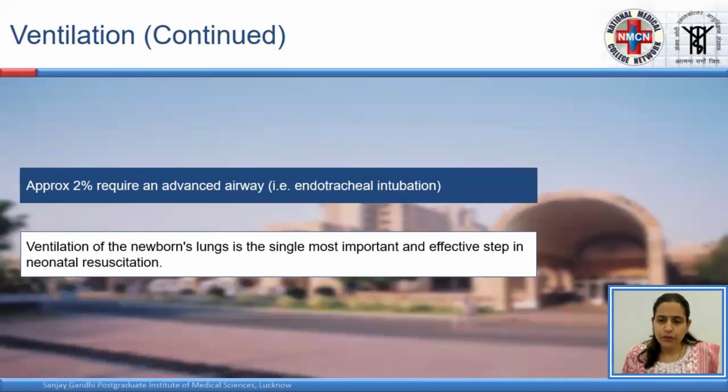Only 2% of the babies may go on to require an advanced airway, that is an endotracheal intubation, in whom positive pressure ventilation is not effective with bag and mask or with T-piece resuscitator, and in whom you anticipate they are going to require longer PPV. But it is to be remembered that ventilation of the newborn's lung is the single most important and effective step in neonatal resuscitation, and it should not be delayed.